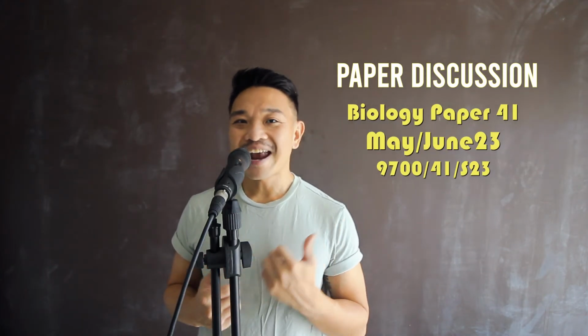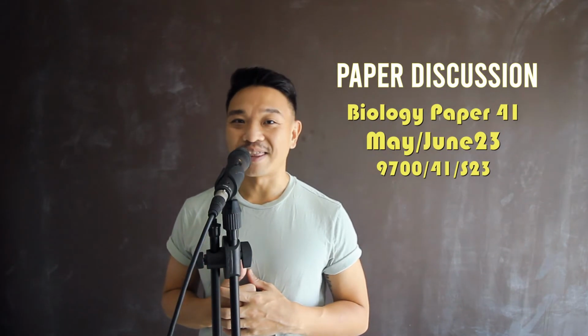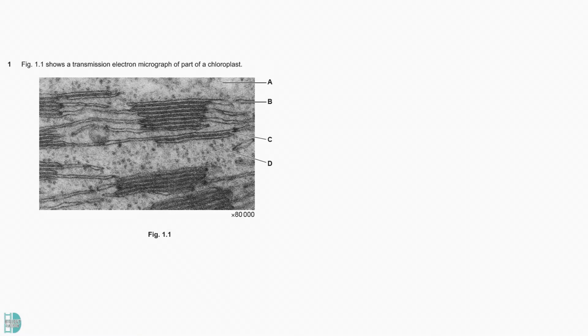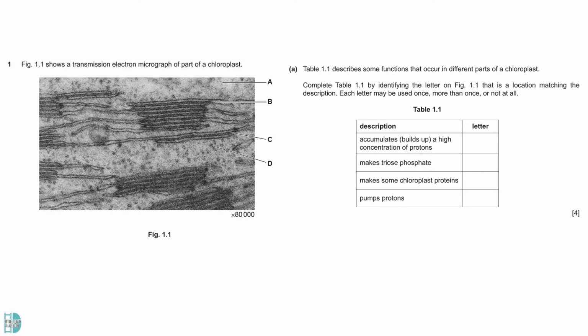This is a paper discussion video, so get ready with this paper and let's go through the questions and answers together. In figure 1.1, we have a photomicrograph of a chloroplast. Question A wants you to complete the table by identifying the letter in the figure that is a location matching the description. Let's identify the parts represented by each of the letters.